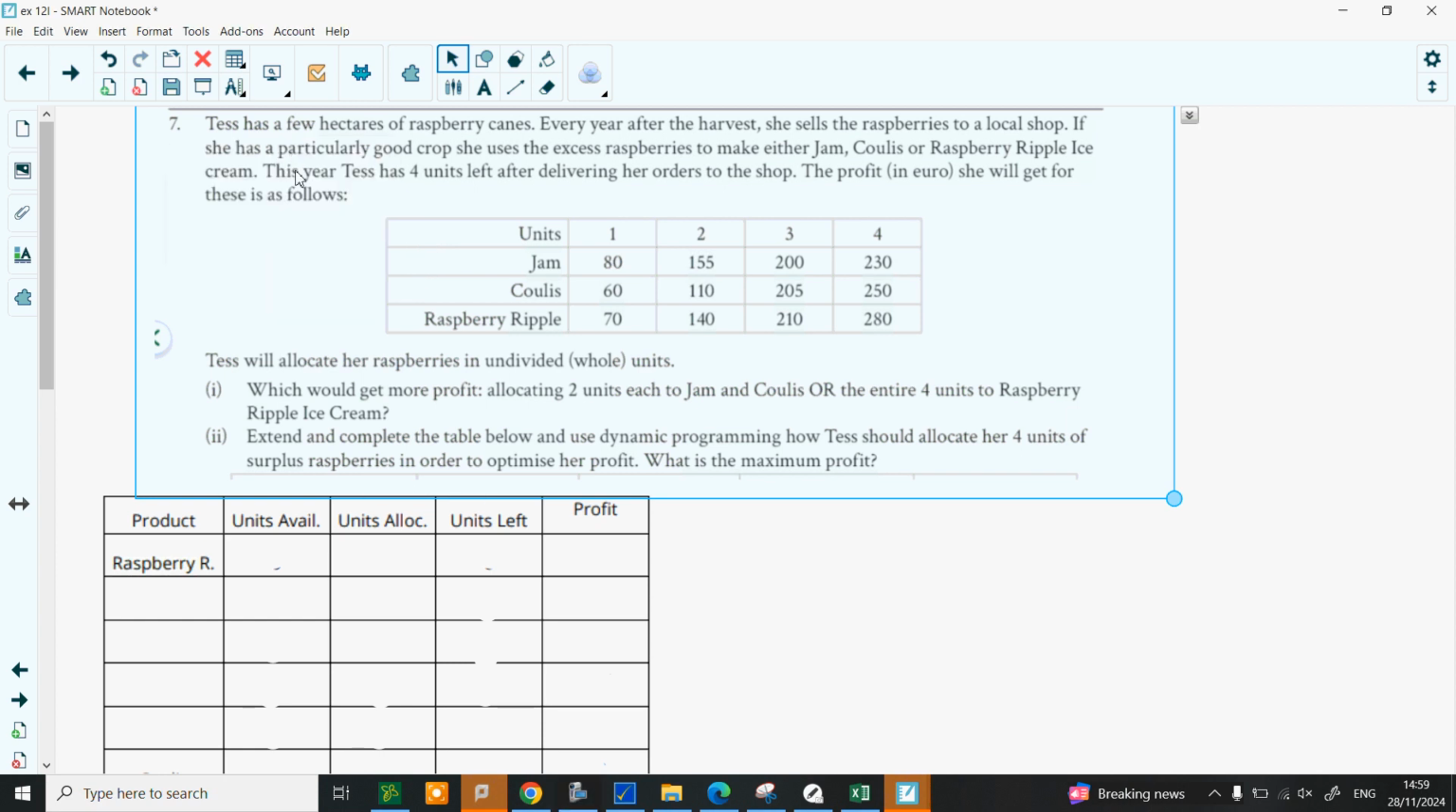Just no countdown. Now, Tess has a few hectares of raspberry canes. Each year after every harvest, she sells raspberries to the local shop. If she had a particularly good crop, she uses excess raspberries to make either jam.